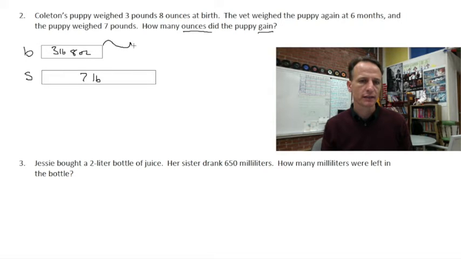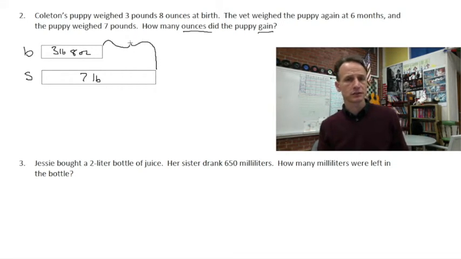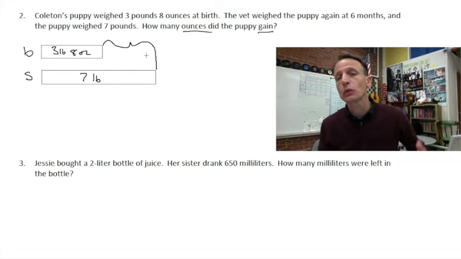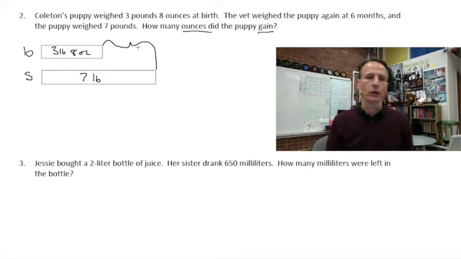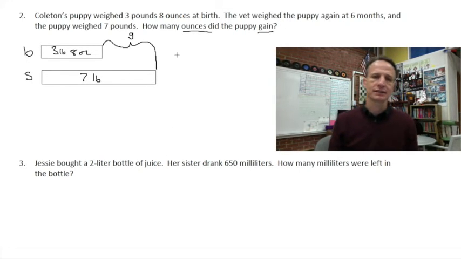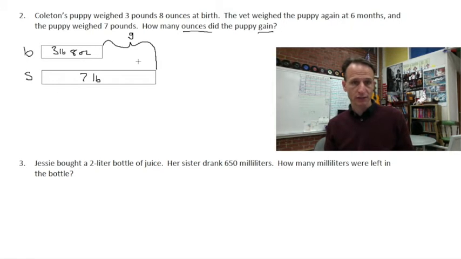And I tell you, this is what 4th graders most often tend to skip over: drawing this bracket of what we are trying to find. Yet it's the most important part because it shows you what operation to perform, how to solve this bad boy, how to work this puppy. So we're going to call this G for gain, right there. And we know if we take the 7 pounds, we're trying to find the difference between them.